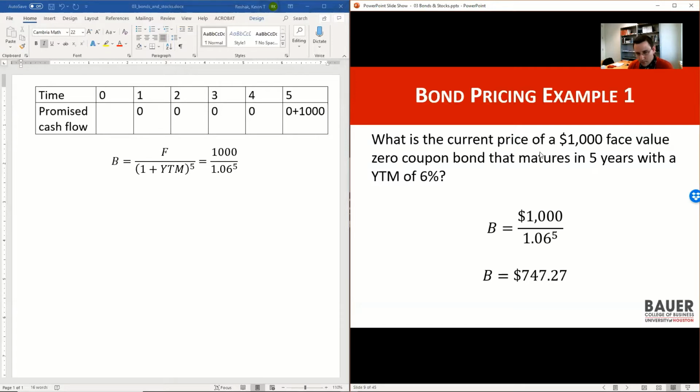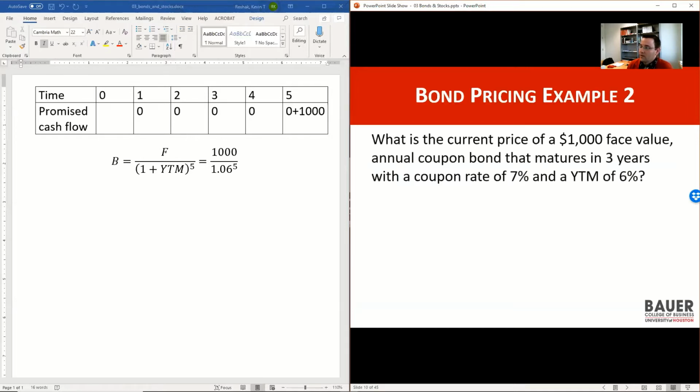Now we're going to add a little bit of complexity. For the next example, we're going to have coupons. So we need to find the price of a bond. It's got a $1,000 face amount, just like the last example. It pays coupons annually, and it matures in 3 years. The coupon rate is 7% and the yield to maturity is 6%.